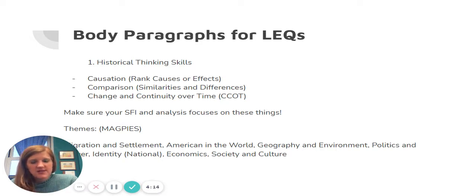Let's talk about body paragraphs. There are not a set number of body paragraphs that you would have in either your LEQ or DBQ. It's totally up to you. I usually encourage my students to have between 2 and 3, okay? So when you're talking about your LEQs and your DBQs, you want to really make sure that you know what historical thinking skill that question is addressing. Is it addressing causation? Is it addressing comparison, or is it addressing change and continuity over time? And you want to make sure that as you argue in your body paragraphs, you're addressing whatever historical thinking skill the question is addressing.